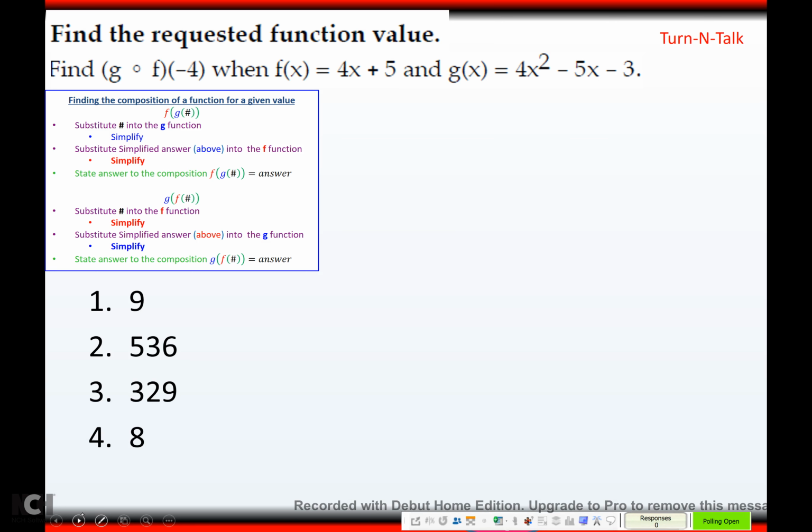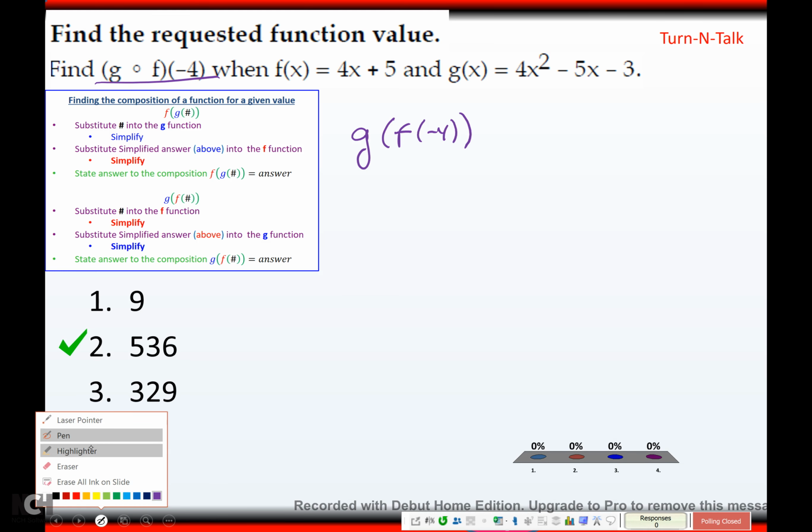Alright, you try one, hit pause, come back when you're ready, and hopefully you got 536. They want me to find g of f of -4.